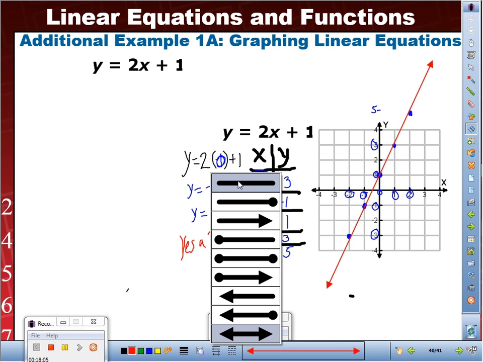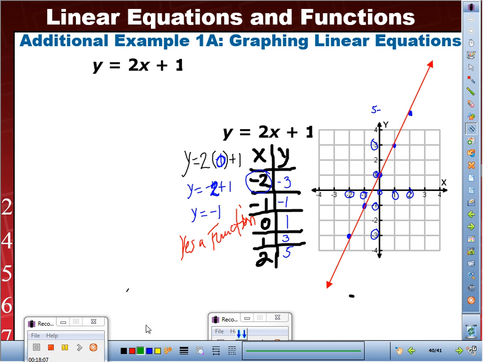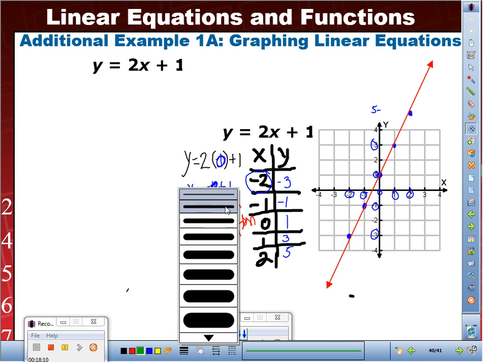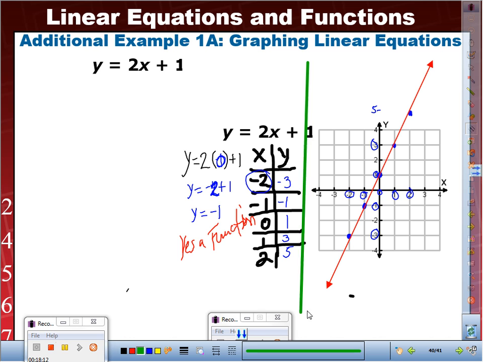Vertical line test. So this is what it does. I use a vertical line. Here it goes. Is that line vertical? Yes, it's straight up and down. It's a vertical line. And I'm going to scan, using that vertical line, the line that I just graphed from left to right, to see if it touches at one point all the way. Everybody with me? Yes. And if it does touch at one point all the way, it is a function. However, if it touches at more than one point, it's not.